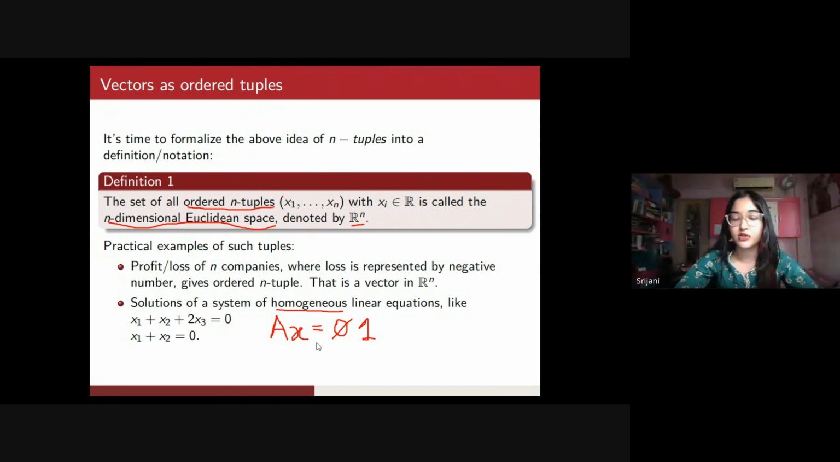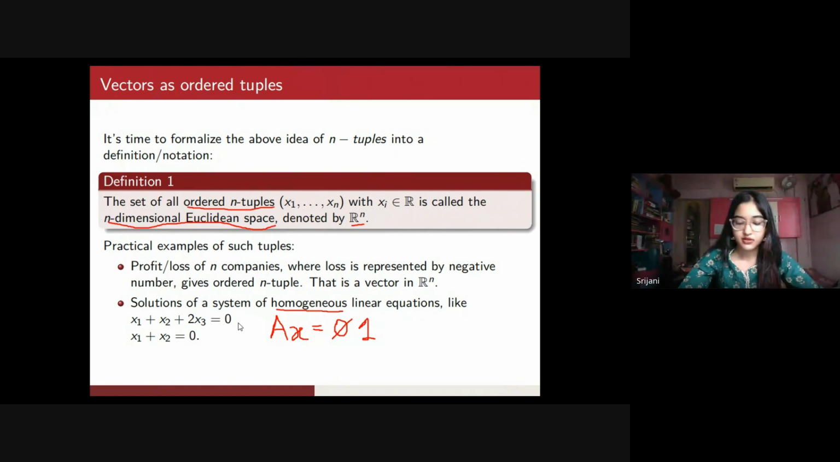Suppose we have 2 solutions, x1, x2, where Ax1 is 1, Ax2 is also 1. Now, if we add those two, it will not give the solution as 1, right? Ax1 plus Ax2 will not be 1. So it is not closed under the plus operation. So it cannot be a vector space. So only if it is a homogeneous linear equation, it will form one.